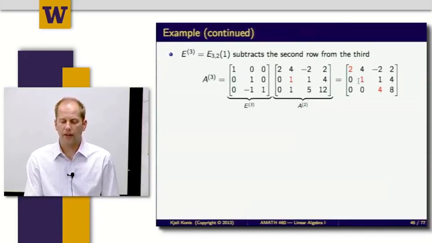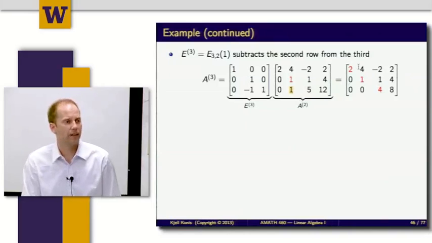And it's done exactly what I wanted again. So this was a 1. I've eliminated it with this elimination matrix E3 and gotten myself an upper triangular matrix.